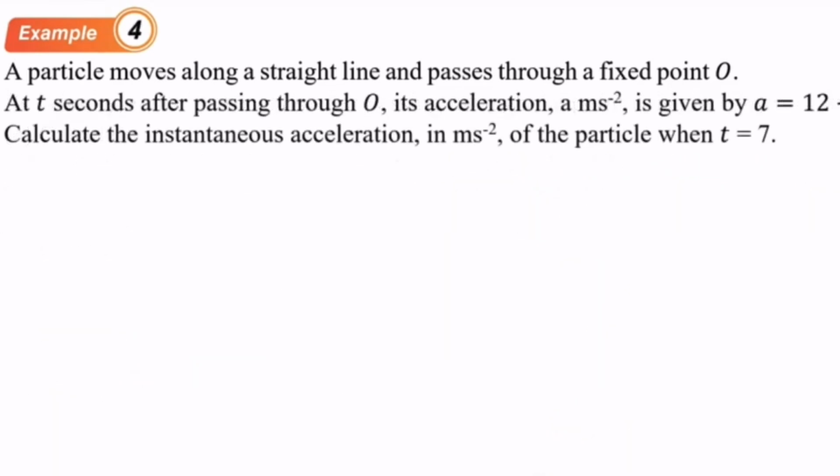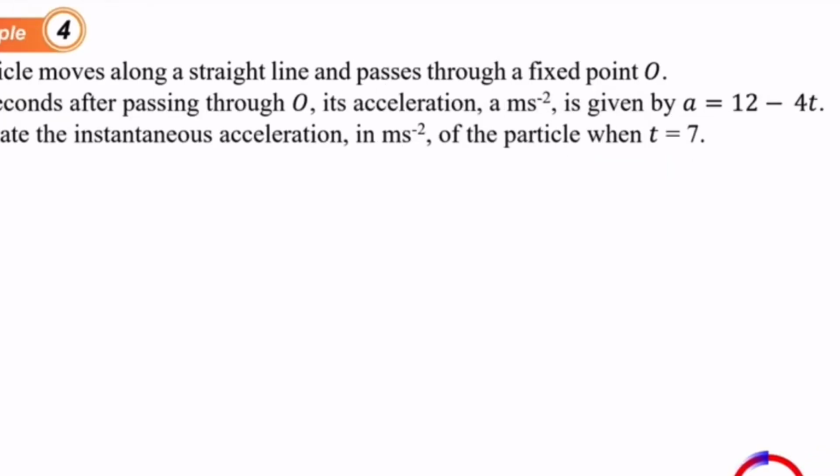Okay, so let's discuss example 4. A particle moves along a straight line and passes through a fixed point O. At t seconds after passing through, its acceleration in meters per second squared is given by a equals 12 minus 4t. Acceleration is given.